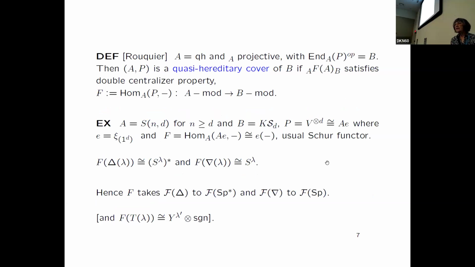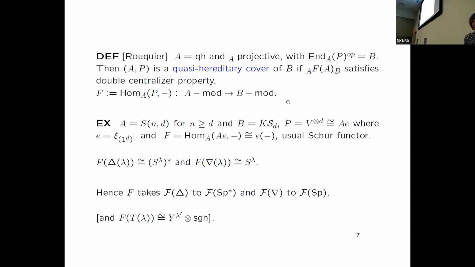Right, so Uke has introduced quasi-hereditary cover, but I learned yesterday that it's known as highest weight cover. Somebody called it highest weight cover. So you have an algebra A, a quasi-hereditary algebra. I see there's a typo, there's a P missing. So there's a projective module P, and this endomorphism algebra is B. And then this is a quasi-hereditary cover of B if you have double centralizing between the image of A and B, if F is Hom_A(P, blank).